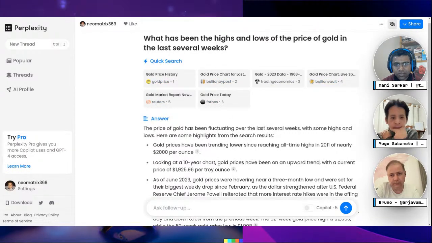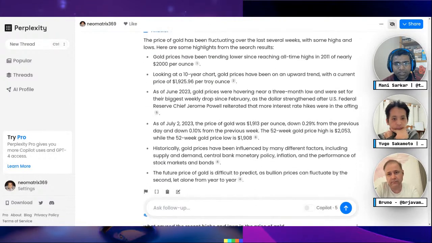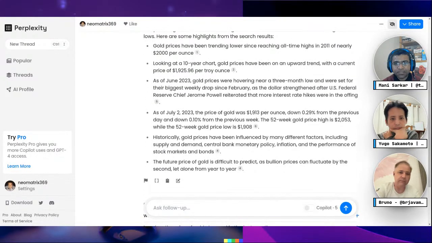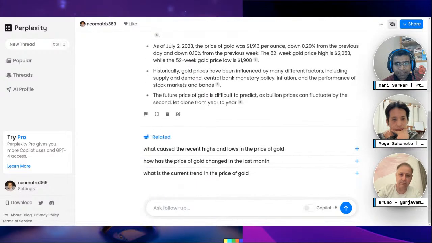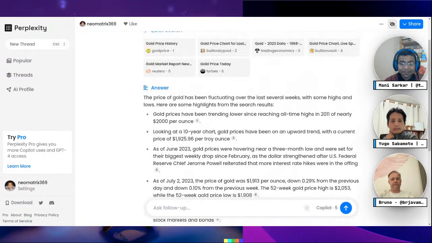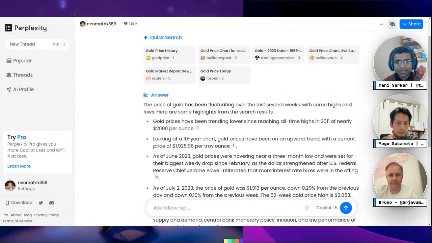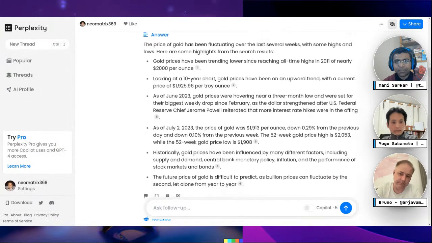It says the price of gold has been fluctuating over the last several weeks with some highs and lows. Here are some highlights from the search results. Gold price has been trending lower since its all-time high in 2011, and it goes on and so forth. It also gives us related questions that other people have asked and answers to them. What it has done is immediately studied that website, because it doesn't study every website, and come up with an answer to the question that I asked.